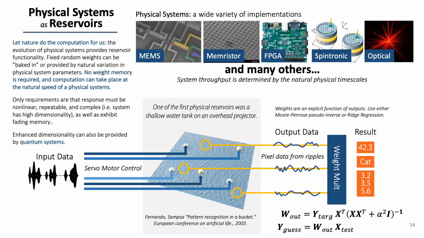A number of different physical systems have actually been used to implement reservoirs: MEMS, memristors, FPGAs, spintronics, optical systems, and many others. One of the canonical examples is shown in the bottom. Effectively, a bucket of water was used to perform spoken digit recognition with a clever input and output scheme where the ripples in the water were read out in response to input data, which was translated into motion of servo motors, which were plinking motors in and out of the water.